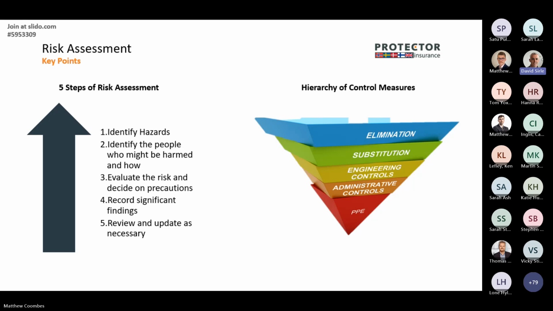Finally, the last step is to review your risk assessment and update it if required. We would recommend at least an annual review, but your risk assessment must be reviewed following any accidents, near misses, changes to workplace processes, layout, or the introduction of new equipment or machinery. You may also employ new staff, so you may want to carry out a review there.